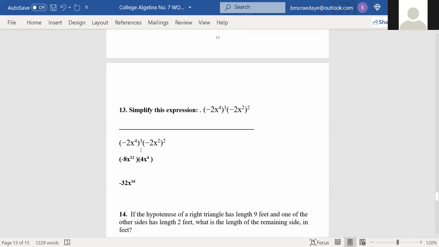A minus 8 times a plus 4 is a minus 32. And for x, you add the exponents: 12 plus 4 is 16. So this is your answer: minus 32 times x to the 16. But just remember, when you have an exponent outside of parentheses, it applies to everything in the parentheses, the numbers and the variables. So that's your answer, minus 32 times x to the 16.